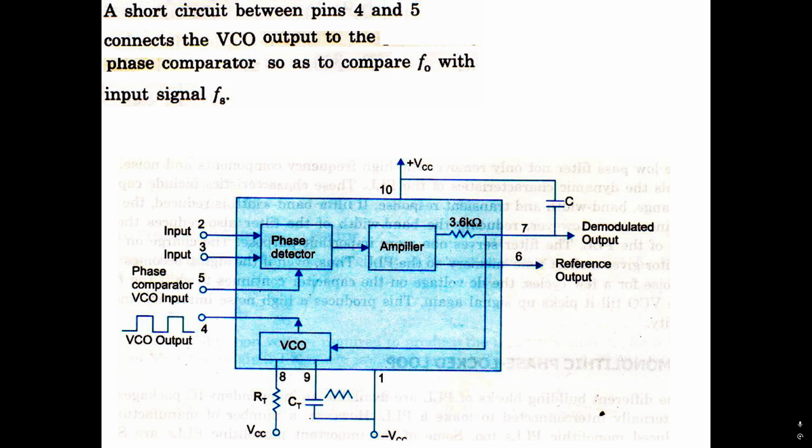A short circuit between pins 4 and 5 connects the VCO output to the phase comparator so as to compare f0 with the input signal fs. So this is the internal connection diagram or functional diagram of the PLL.